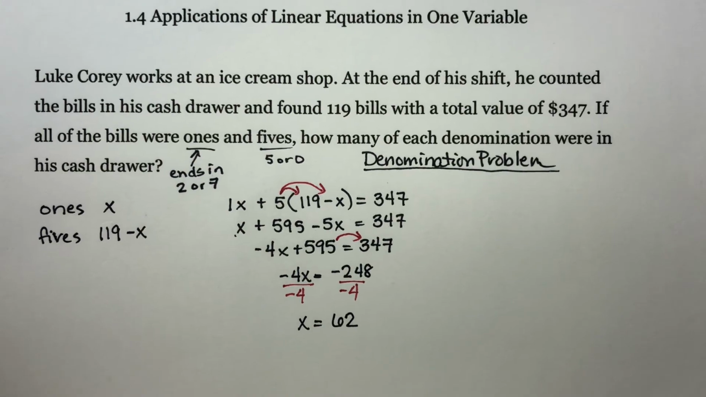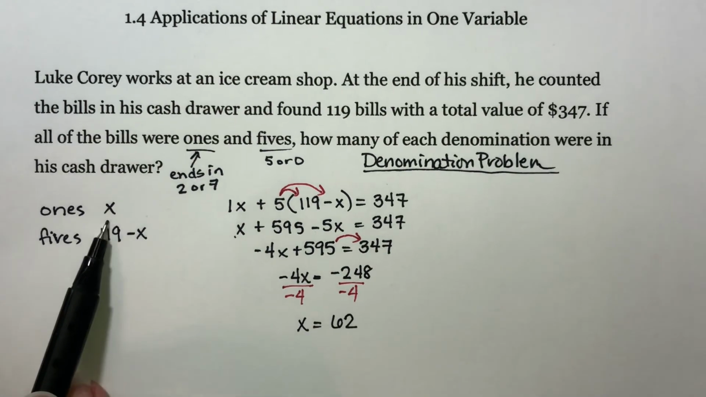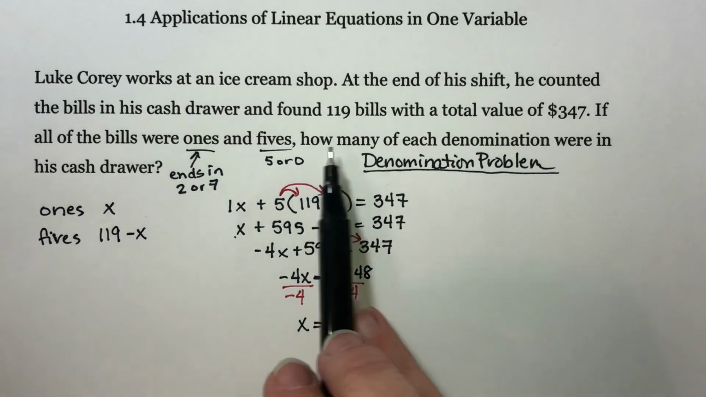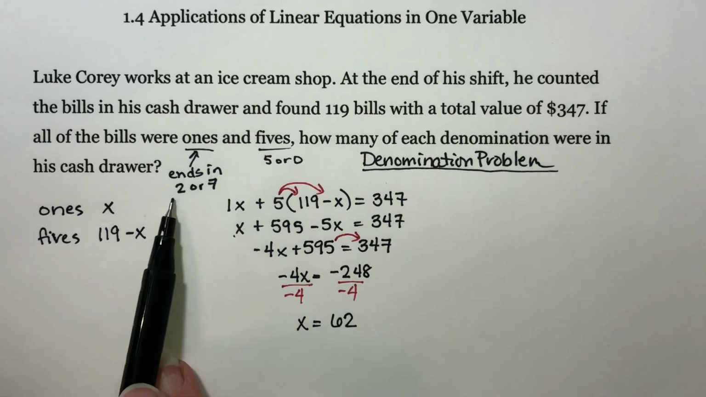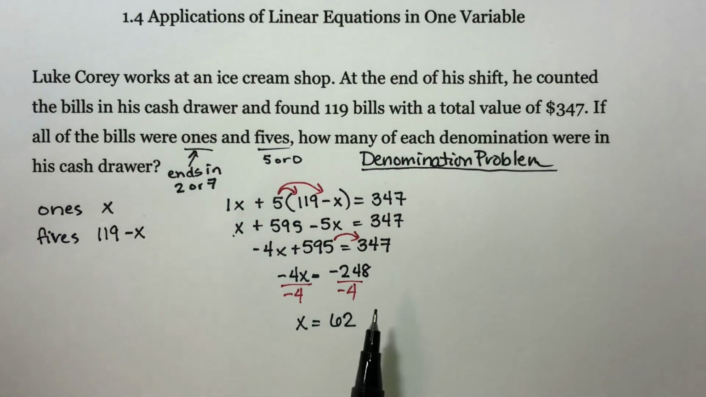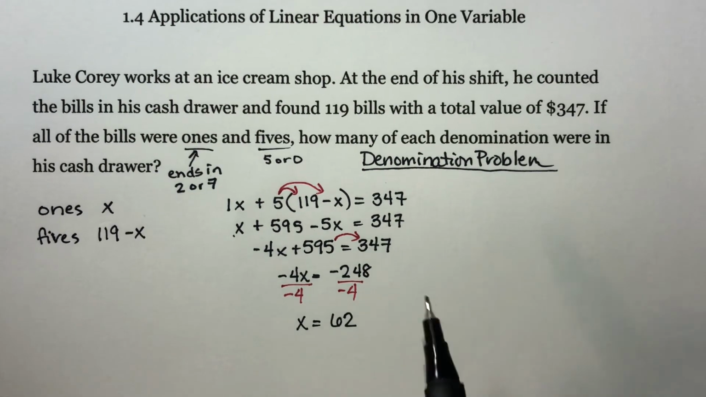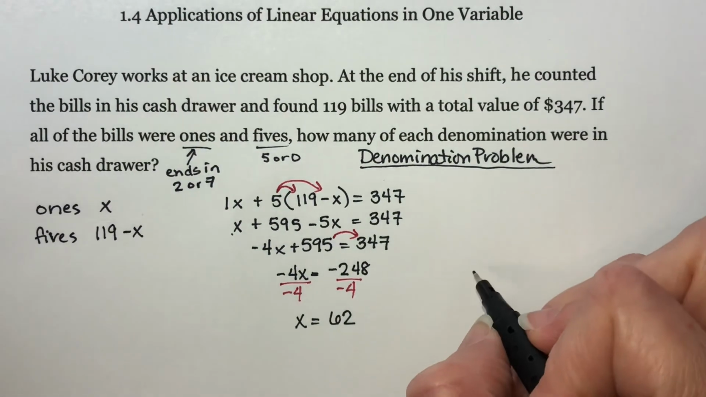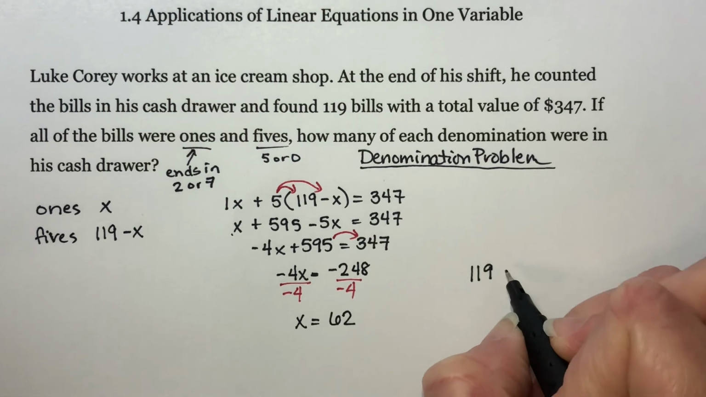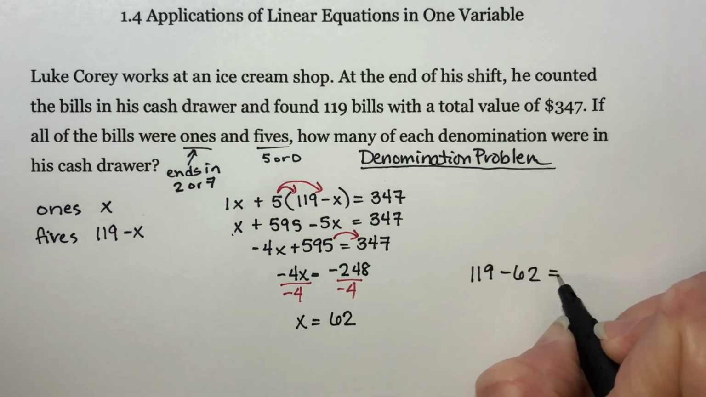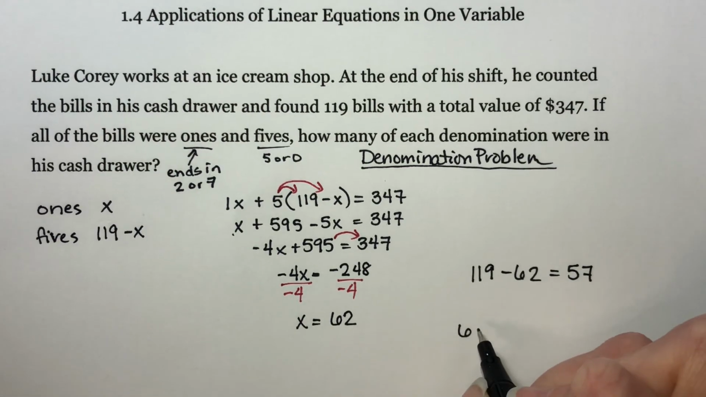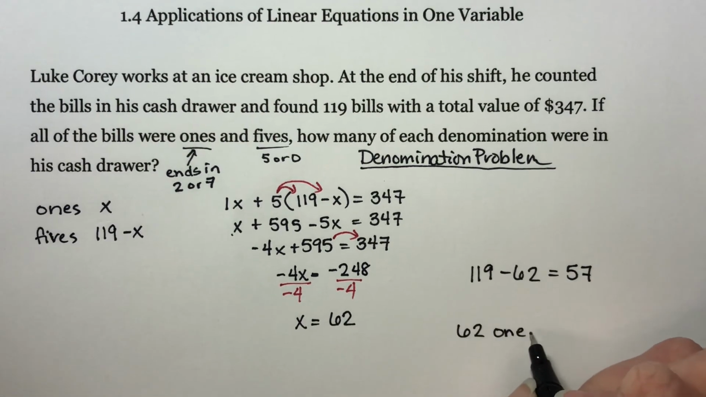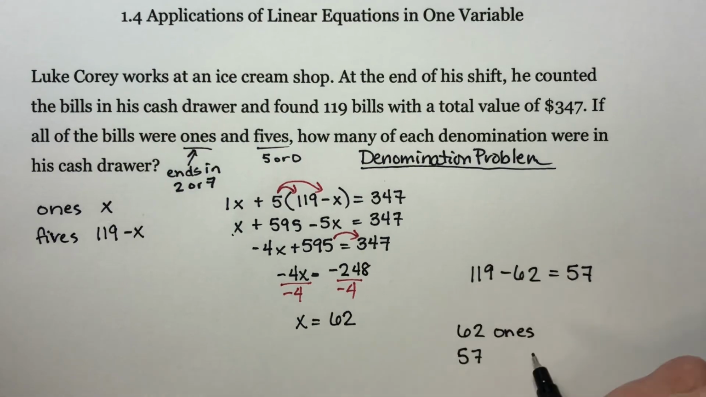Okay, so what have I found? I found the number of 1s. We were asked how many of each denomination, so I need to find the number of 5s as well. But right here we also talked about the number of 1s needing to end in a 2, and it does. So I'm feeling pretty good about this. To find the number of 5s, I do 119 minus 62 to get 57. So our answer is we have 62 1s and 57 5s.